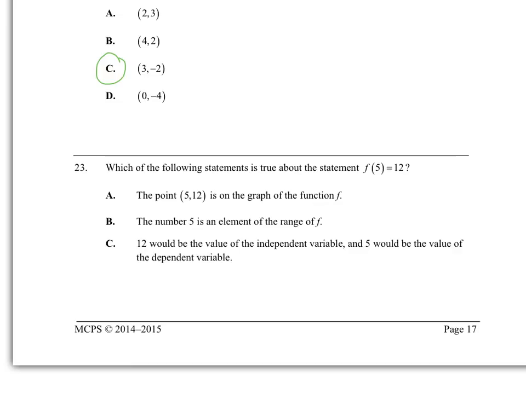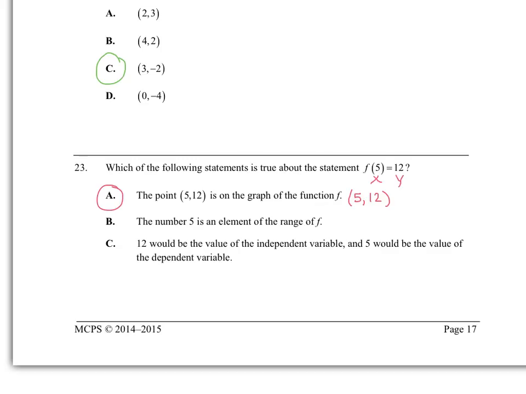Question 23 says, which of the following statements is true about the statement f of 5 equals 12? So part A is the point 5, 12 is on the graph of the function. Well, that's going to be true because this is x, this is y, so I can get the point 5, 12. But let's go through B and C just to make sure we're clear, because you want to make sure that you haven't made a mistake.